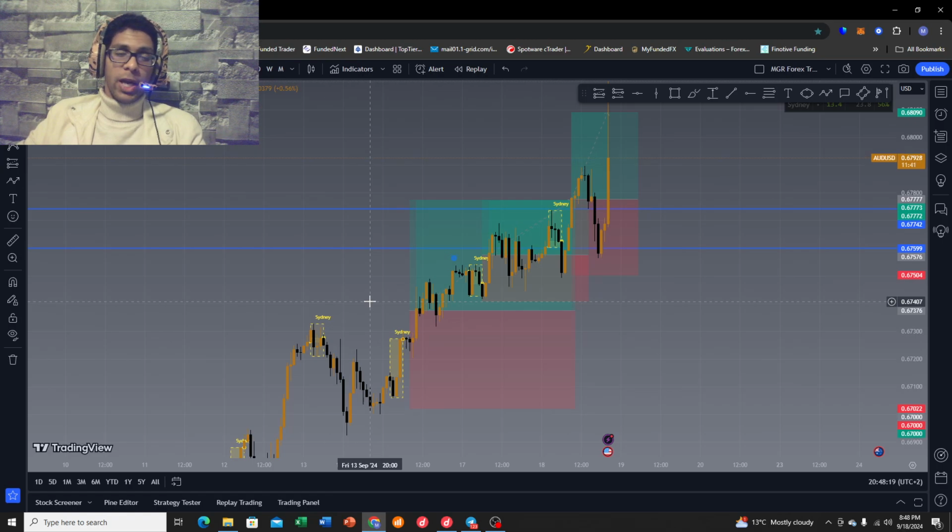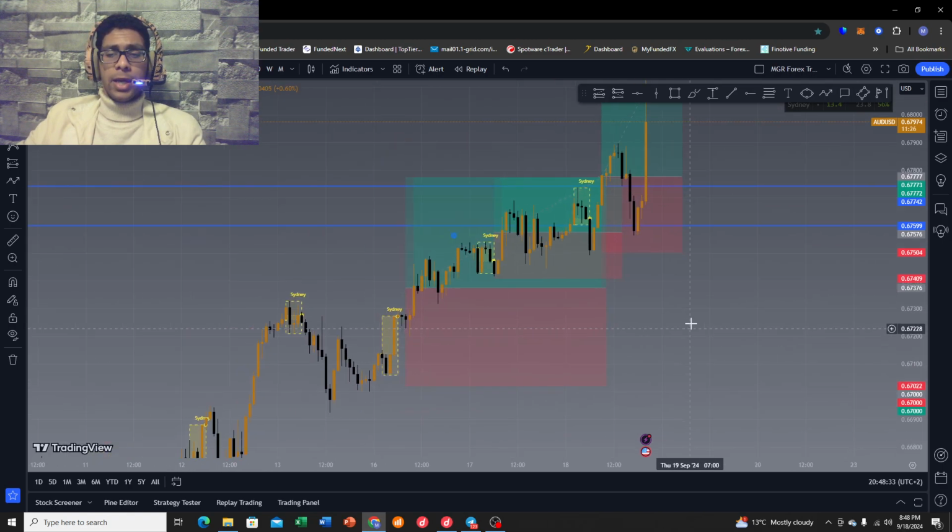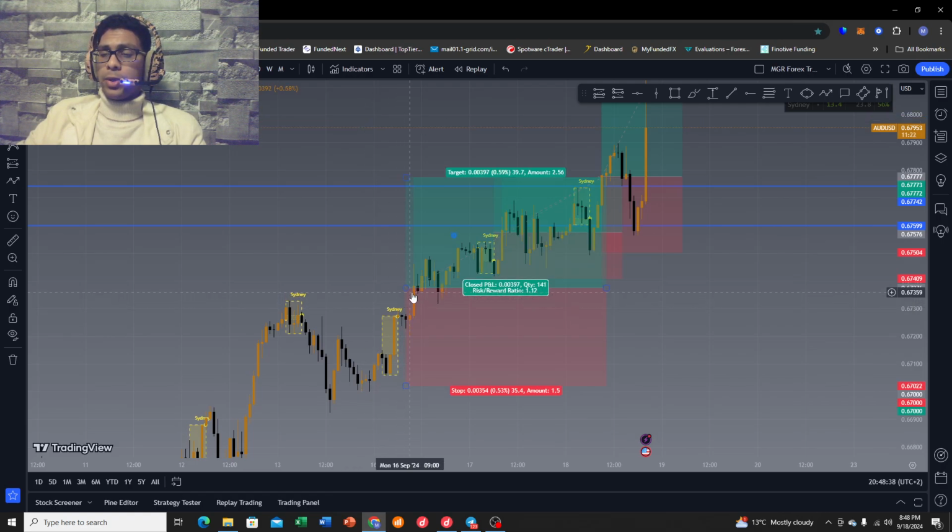Of course, wherever price breaks above or below, that's where your stop loss will be placed. Your stop loss will be placed below the box if it's a buy, and above the box if it's a sell. It's very, very important that you understand this. So I hope you have noted that down. And let's head right into this example once again.